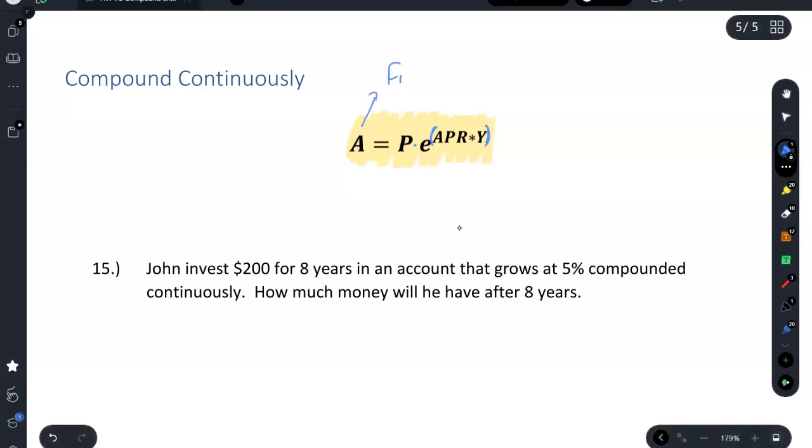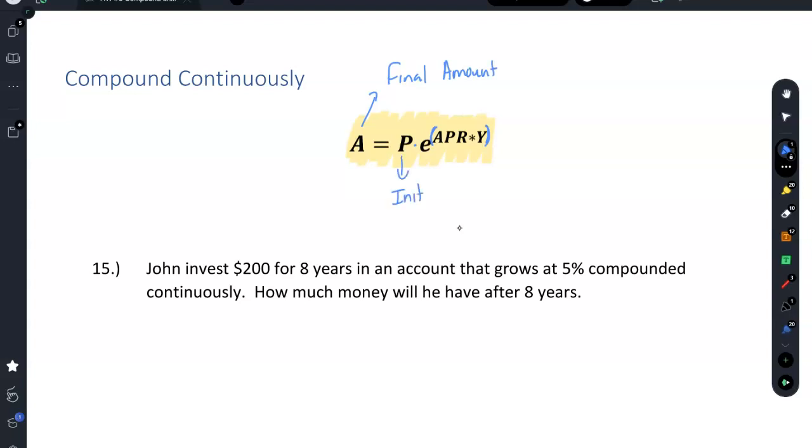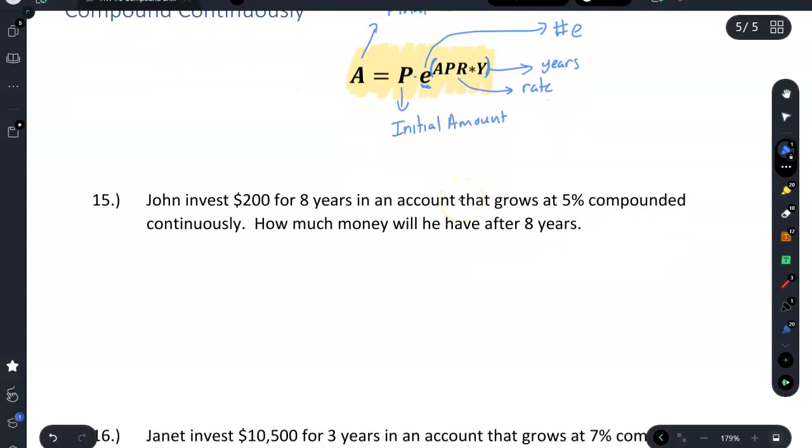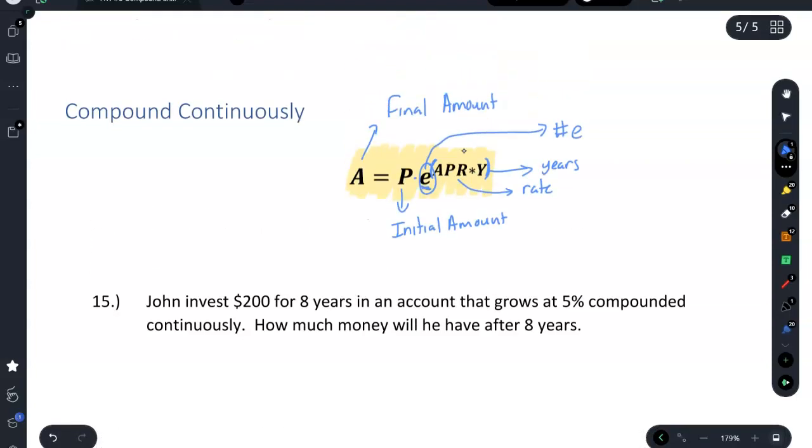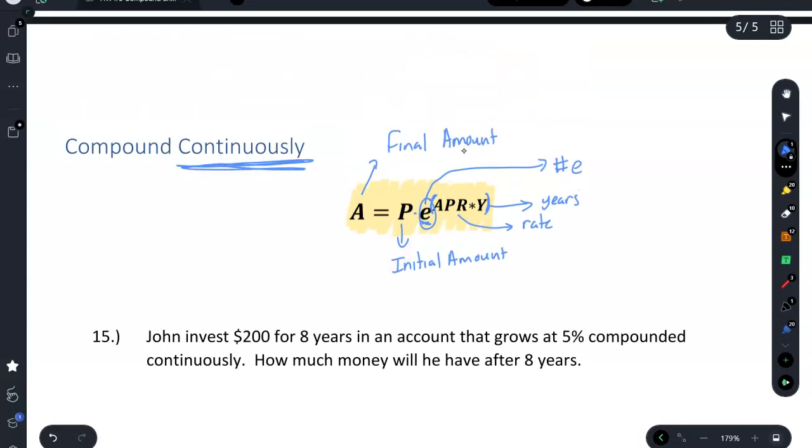A, once again, final amount is how I think of it. And I'm not using the mathematically correct terms here, but P is your initial amount or your starting amount. But E is actually Euler's number, right? E is the number E, so that's a number, that's not a variable. APR is your annual percent rate. We just want to think of that as your rate. And your Y is years. So same letters, just kind of in a different rearrangement here along with that E. And we only use this one when we see the word continuously.